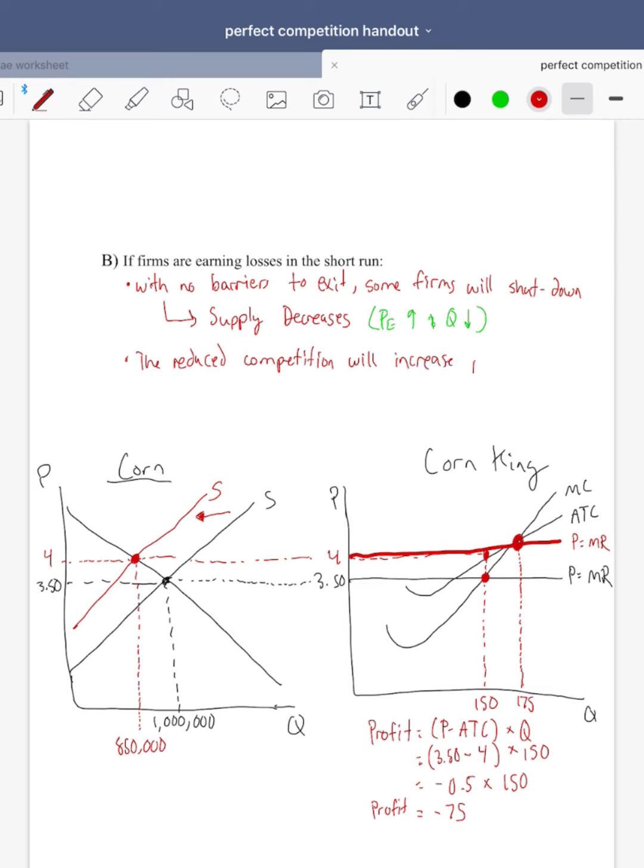So the reduced competition will continue to increase prices and reduce losses until no losses remain. So once again, in the long run, we see that all firms are going to break even due to there being no barriers to entry or exit.